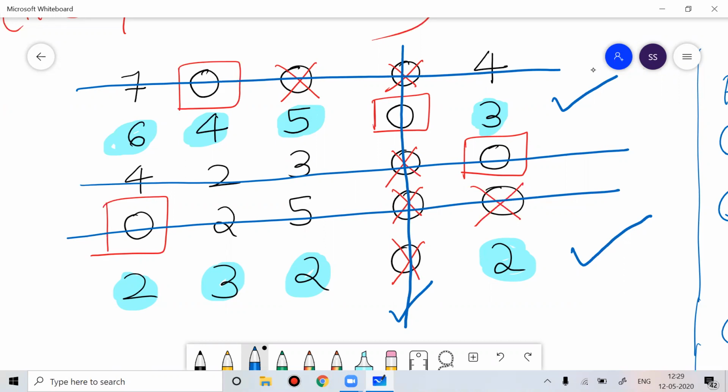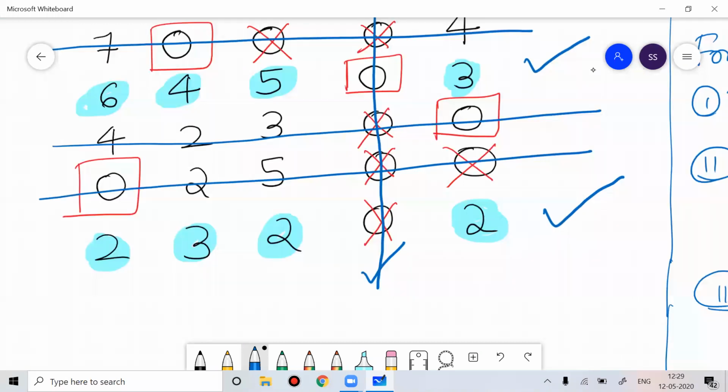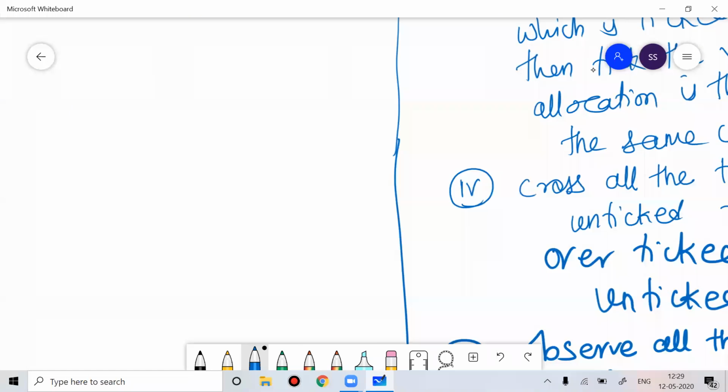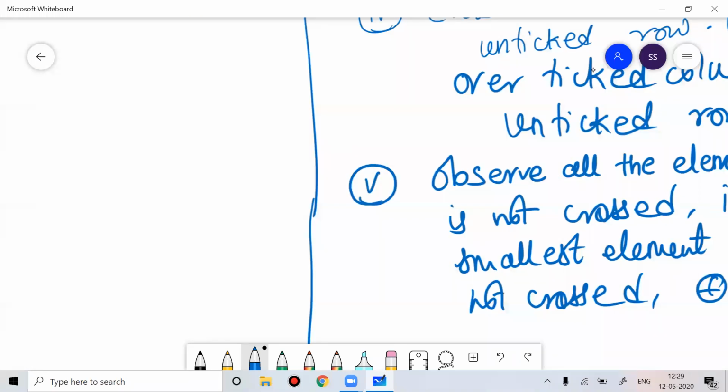If you observe the uncrossed elements, 6, 4, 5, 3, 2, 2, 3, 2, 2, which is the smallest element? The smallest element is 2. So theta is equal to 2. That smallest element we call theta.